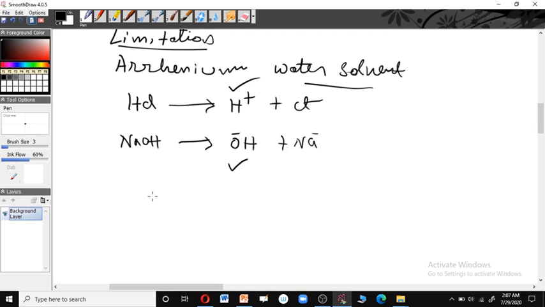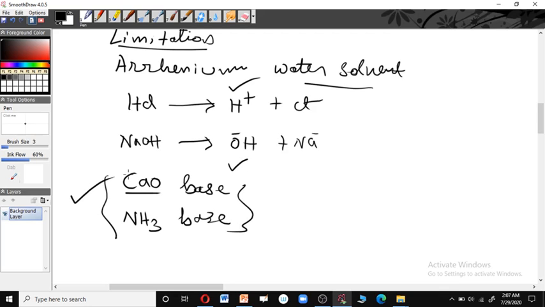For example, you have ammonia. Some examples like calcium oxide, CaO, is a base that does not give OH. Not only that, you have another base, ammonia, which is also a base that does not give OH. Because of this objection, the Arrhenius theory has limitations.